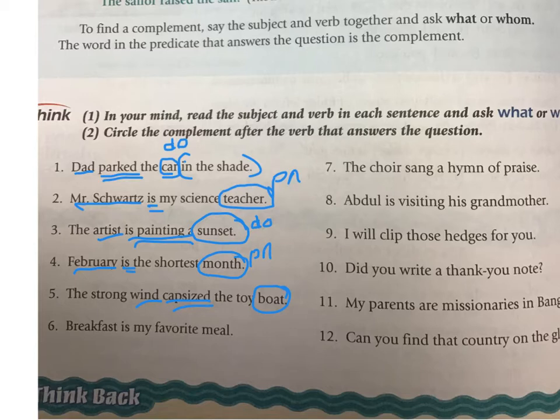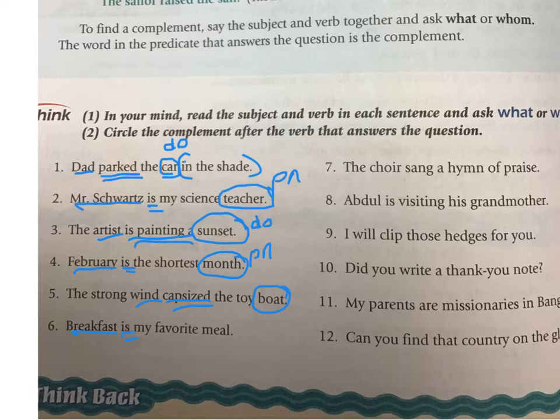Let's do one more, and then I'm going to let you do 7 through 12. Yes, Sadie? Yes, absolutely. Okay, Sadie, what's my verb in number 6? Is. Good. So underline is twice. And then who or what is, to find our subject? Good. Breakfast, right. And breakfast is what?